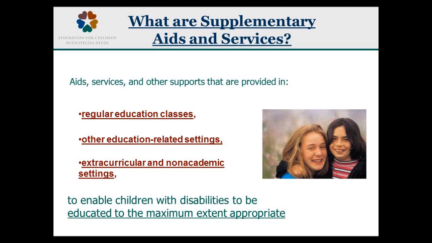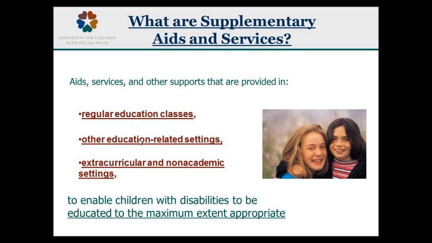But supplementary aids and services are designed to enable a child to be educated to the maximum extent appropriate in the general classroom, or if they can't, wherever they are able to learn. It's to help facilitate learning, to help facilitate access, and to help facilitate a meaningful benefit. And like I said, it does occur in all settings.